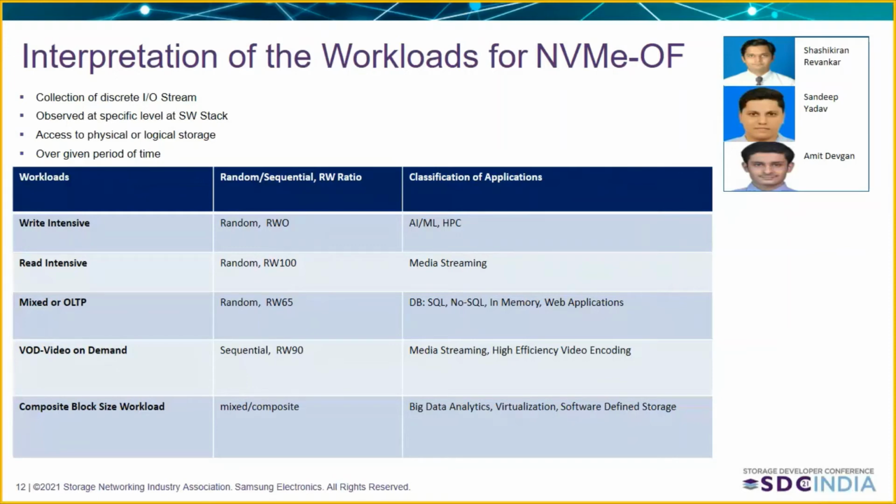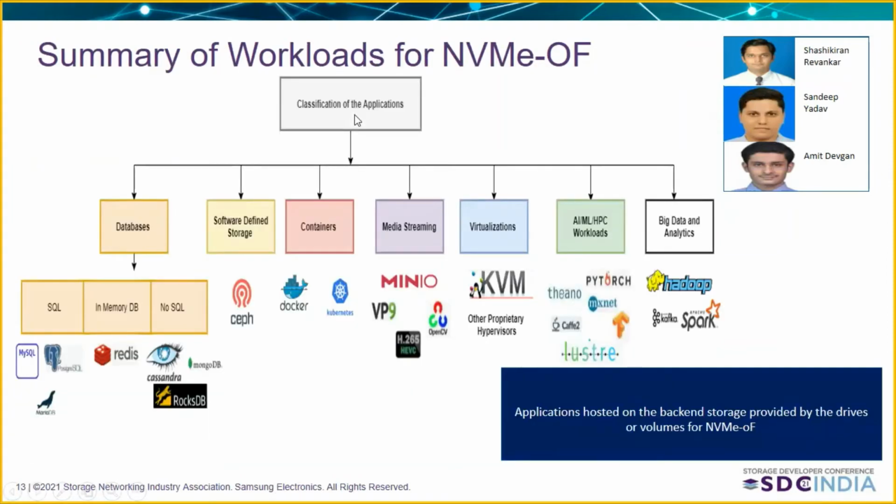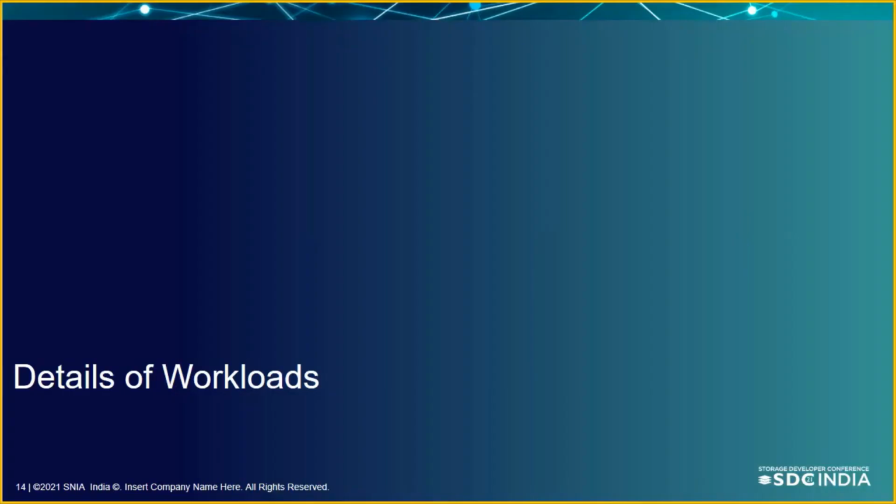Now moving to the next slide, we would like to share the summary of the workloads for NVMe over Fabric. As you can see, workloads can be broadly classified into databases, which are SQL, in-memory, and NoSQL, then software-defined storage, containers, media streaming, virtualization, AI, ML, and high-performance workloads, and then big data analytics workloads. You can see the logos of widely used applications which are categorized for these kinds of workloads.